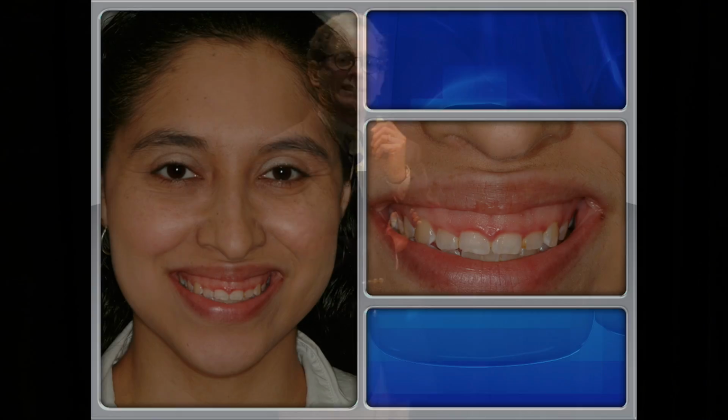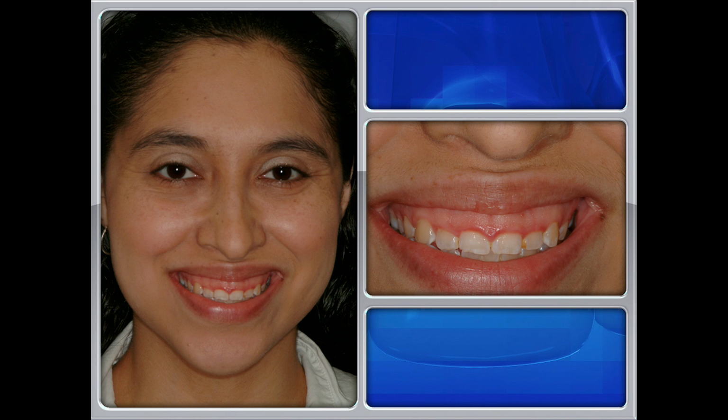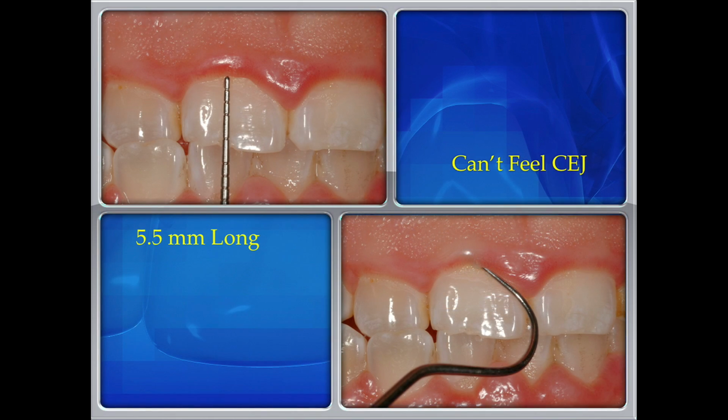The third thing we can fix is the gingiva. So here's a patient that has significant excess gingival display, and she has a diagnosis of altered passive eruption because her front tooth is very short when we measure it, and also we cannot feel the CEJ in the sulcus. So we're going to do the aesthetic crown lengthening procedure on her, and there she is before and after with a significant difference in her smile. So the third thing we can fix as a dentist is the gingiva.